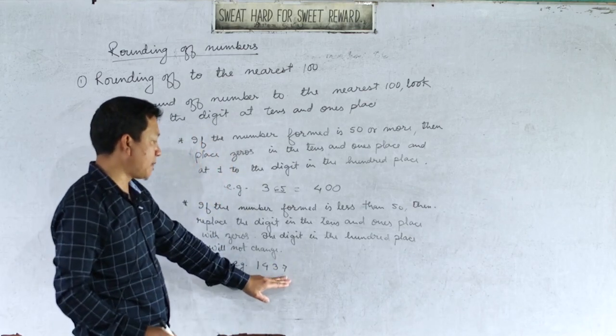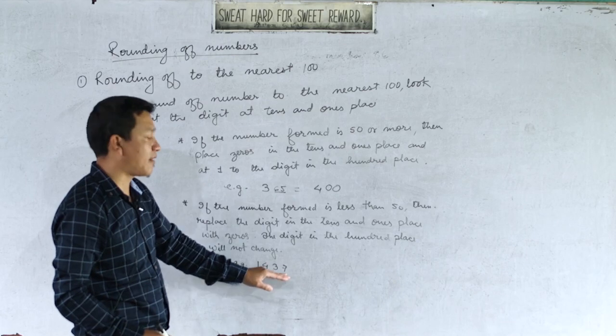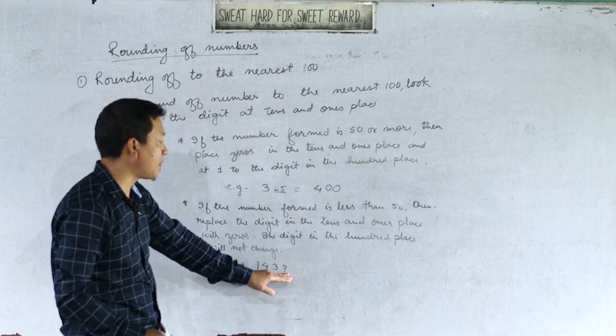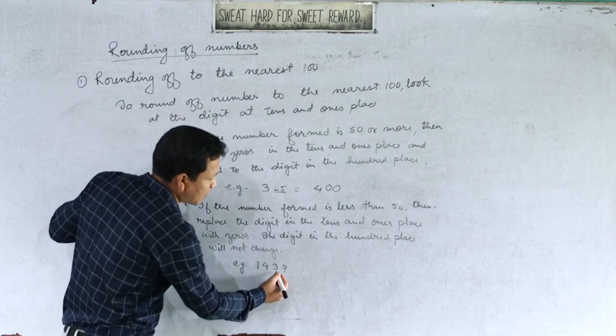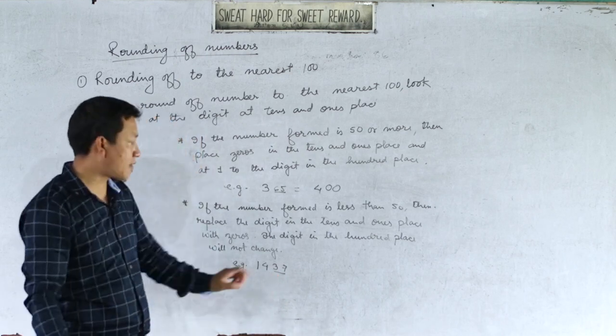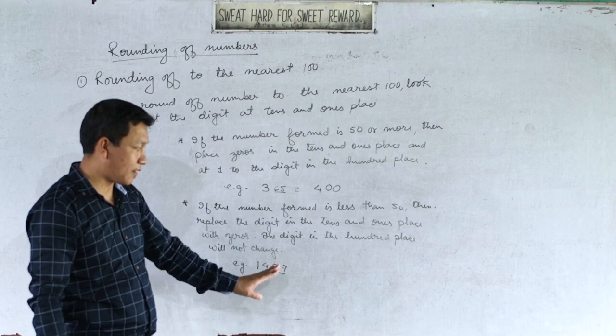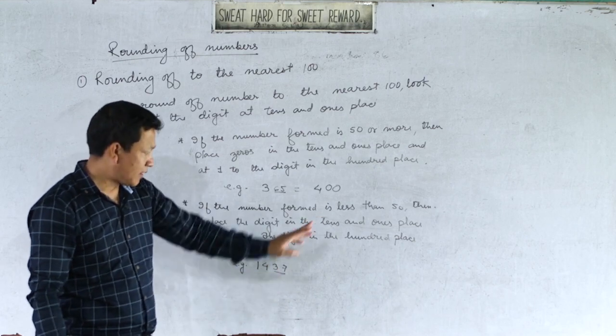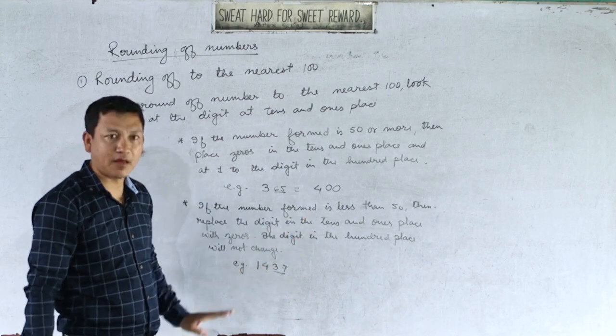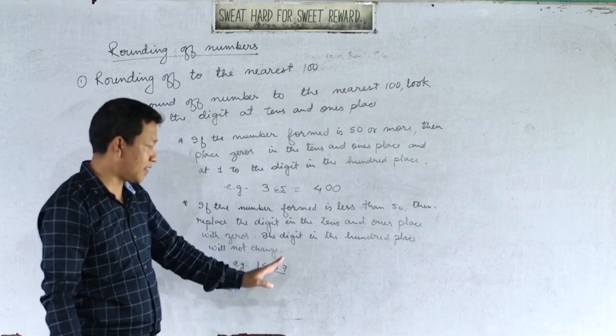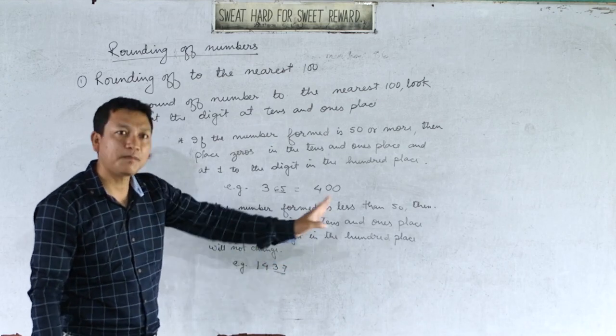1437. The number formed by the ones place and tens place, I'm saying the ones place and tens place, forms the number 37. Is 37 less than 50 or not? According to the number, we see that 37 is not 50 or more, it is less than 50.